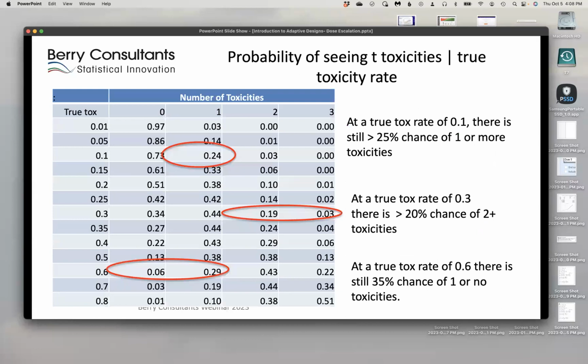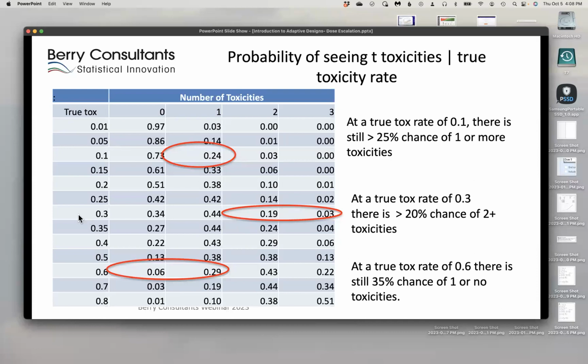Flipping it around, if we knew what the true toxicity rate was, what would be the probability of seeing 0, 1, 2, or 3 toxicities? So this is just another way of trying to impress you with the uncertainty. So for instance, if the true toxicity rate is 10%, so typically below the sort of rate that we're looking for in a dose escalation study, there's still a 25% chance or more that we'll see 1 or 2 toxicities out of 3.